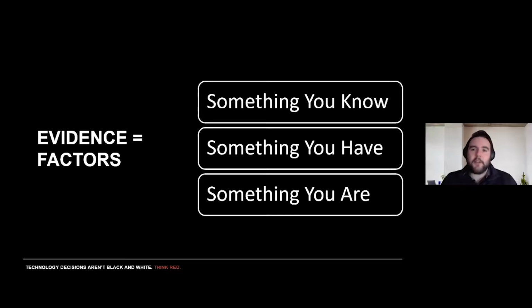But just for everyone's edification, there is a something you are factor, right? This is when we deal with things like biometrics, so fingerprint readers, retinal scanners, some of the more futuristic, sci-fi kind of authentication methods. Those can also be considered a secondary factor, right? So perhaps I need to put my thumbprint on something and then type in a password if you're working in a highly secure environment. So any combination of those factors or pieces of evidence could ultimately contribute to a multi-factor, assuming that I have at least two of them, right?